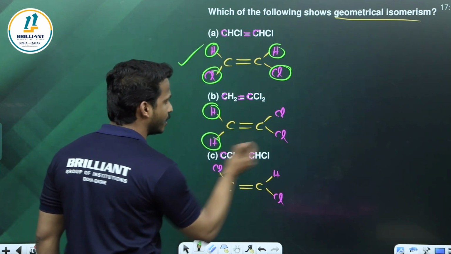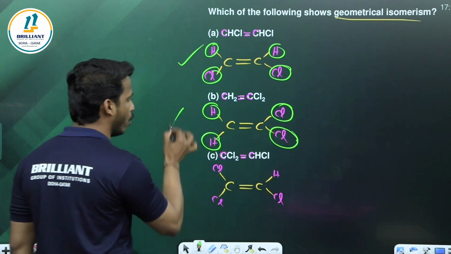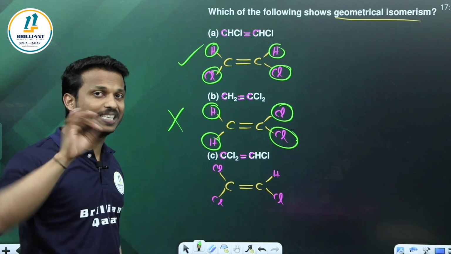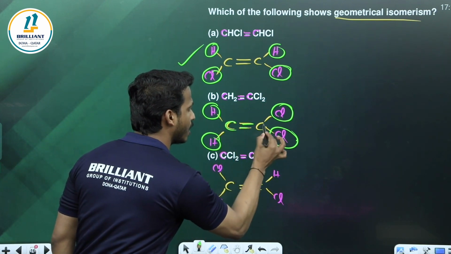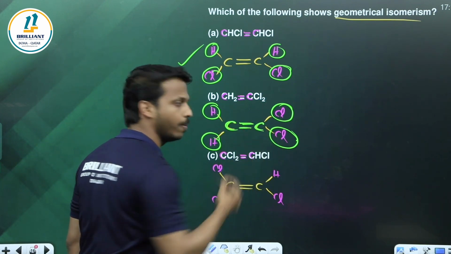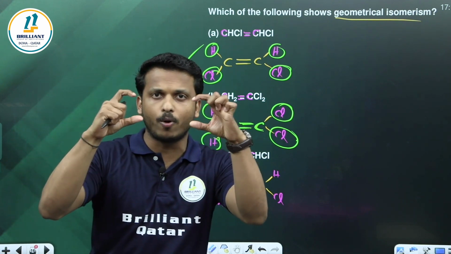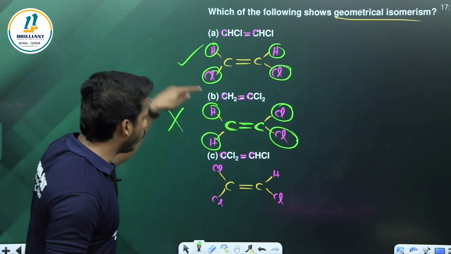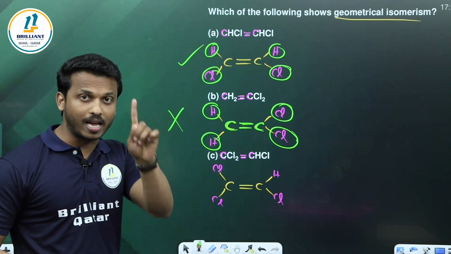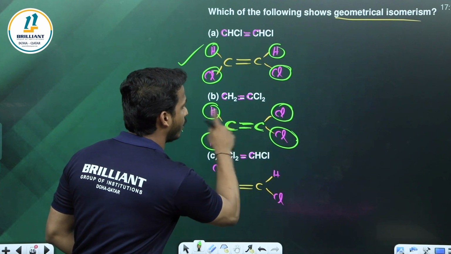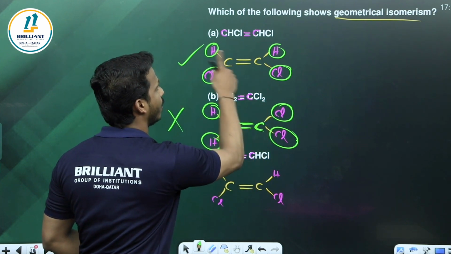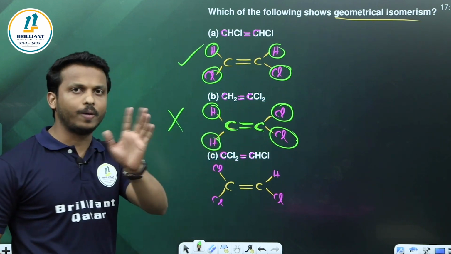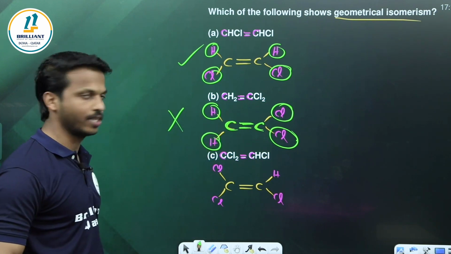What about the B question? See hydrogen, hydrogen, chlorine, chlorine. Can it show? No. Why? Dear all, the minimum condition to show cis trans is a carbon-carbon double bond, right? On both of these double bonded carbons, at least one group should be common. Here, on one carbon, both groups are the same. Not like that. On both of these two carbons, one group should be common. See here, on the two carbons, hydrogen, hydrogen is common. So here one carbon has a common group, it is not possible. So not cis trans isomerism.